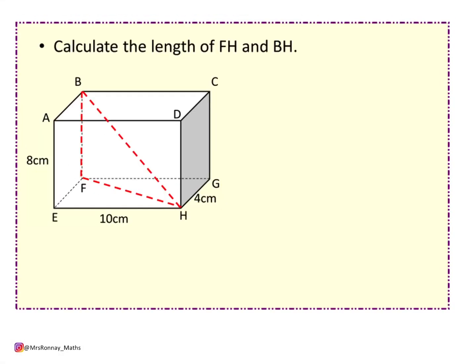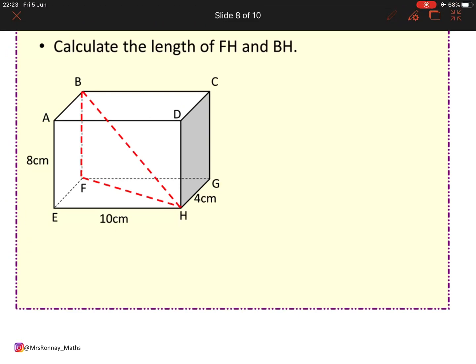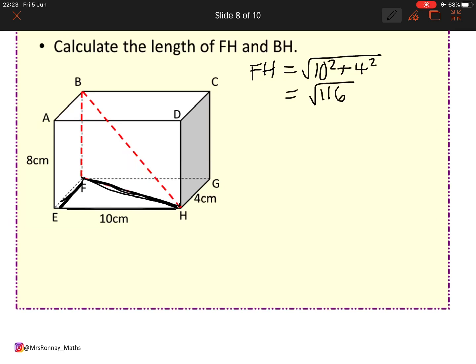Okay, this one here, calculate the length of FH and BH. So because this one's actually specifying for us to work out FH, first of all we have to do that. So FH, which is this one here, we're going to work out by doing this triangle. So FH is going to be the square root of 10 squared plus 4 squared, which is root 116. I'm just going to leave it as that.